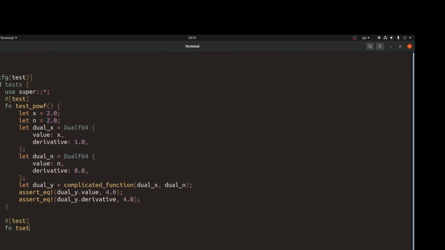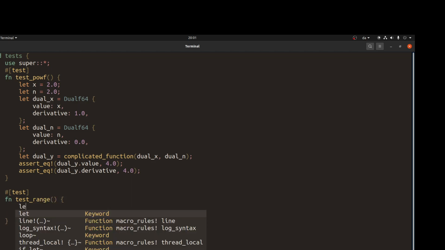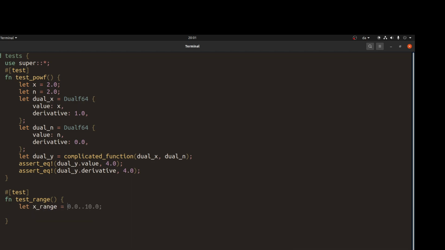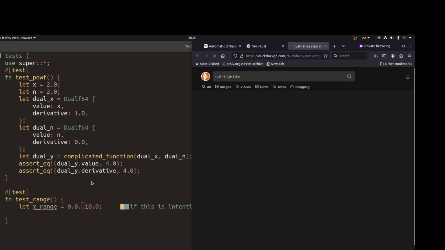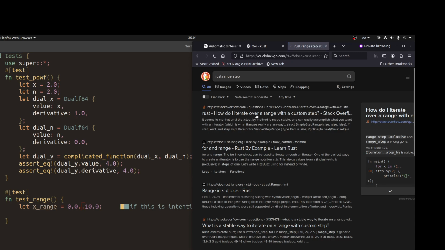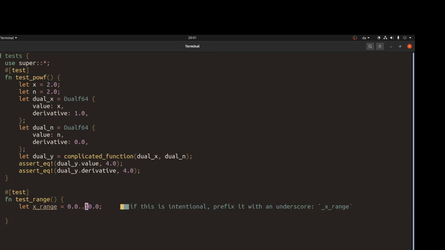So we should write a test that does a lot of stuff. So maybe, what do we call such a test? Let's call it test on a range. And X range is, how do you do ranges? It's doing it like this, but how do you do Rust range step? There's something called step by. Okay, that's interesting.